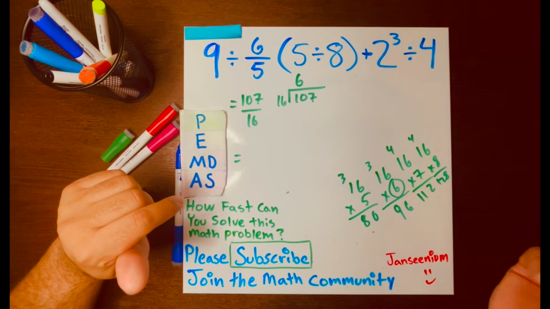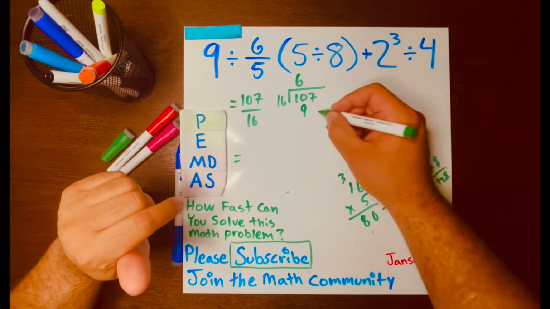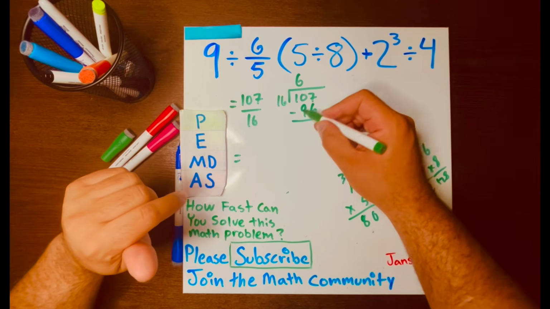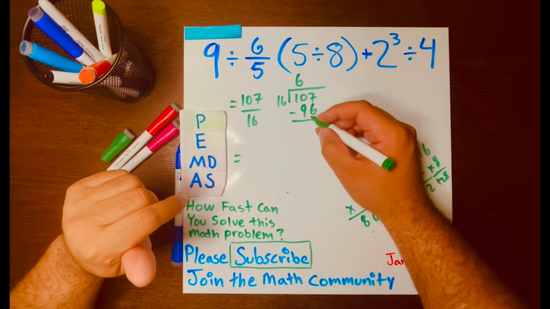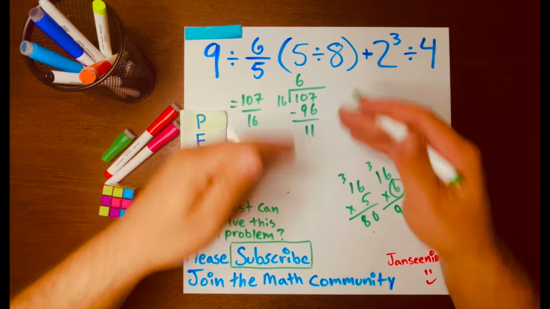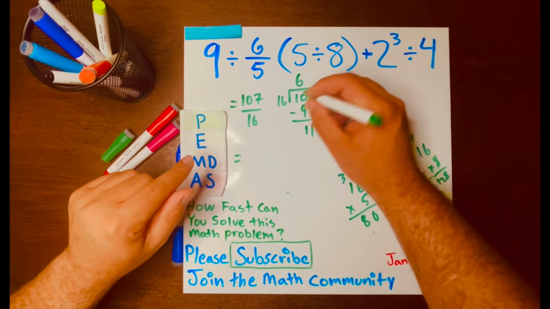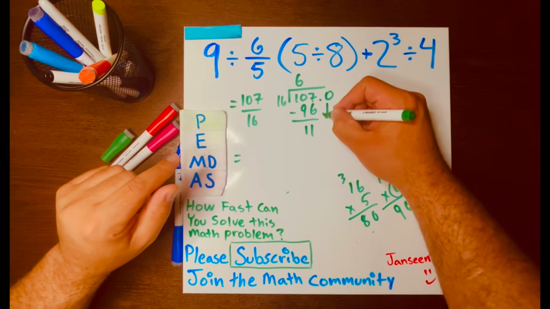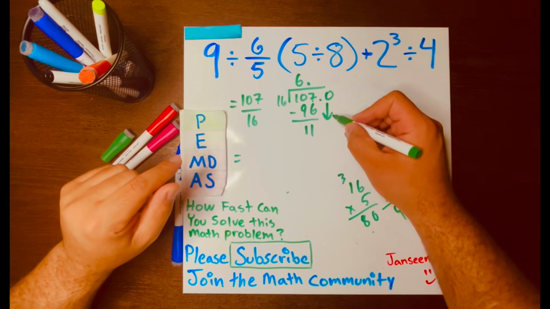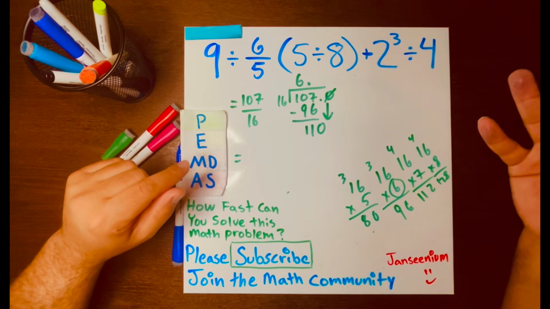6 times 16, I already did that. That's 96. And then you subtract 107 minus 96 is 11. You can borrow, and I am going to borrow. There's no way 16 can fit into 11, so I add a decimal after the 6. I bring down the 0, give it to the 11. Now the 11 becomes 110.